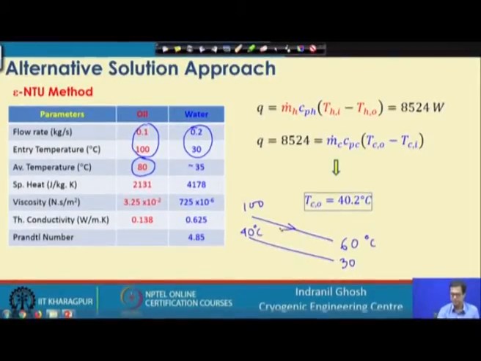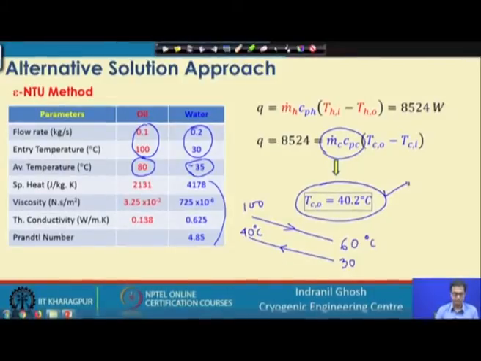So, this is the problem statement, and as usual we have assumed some exit temperature for the cold outlet, so that we can evaluate all these fluid properties, and based on that we have been able to find out the exit temperature of the cold outlet. It has come out to be 40.2 degrees centigrade.